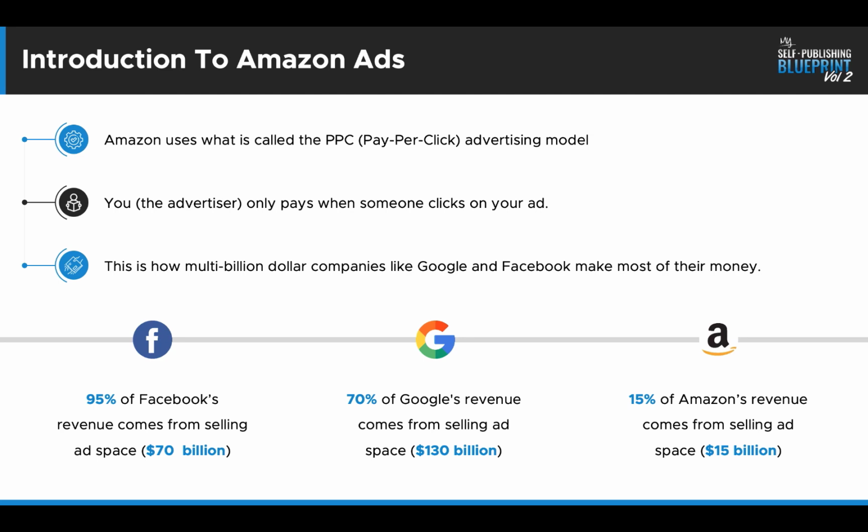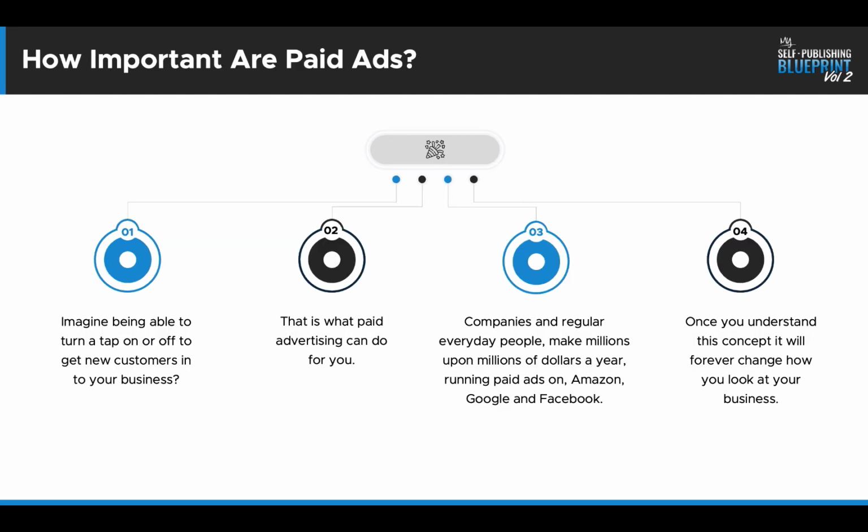Right? Here are some cool stats. 95% of Facebook's revenue comes from selling ad space. So about $70 billion of Facebook's revenue comes from just selling ad space. 70% of Google's revenue comes from selling ad space, $130 billion. And it's 15% of Amazon's revenue comes from selling ad space. Obviously, they have their own product lines and other things, but still $15 billion just comes from us advertising on Amazon.